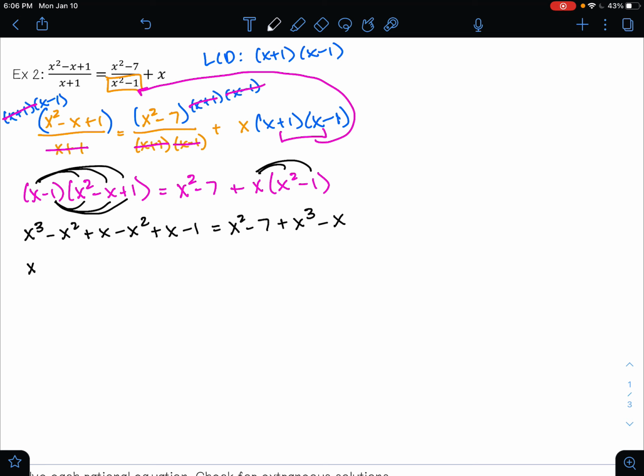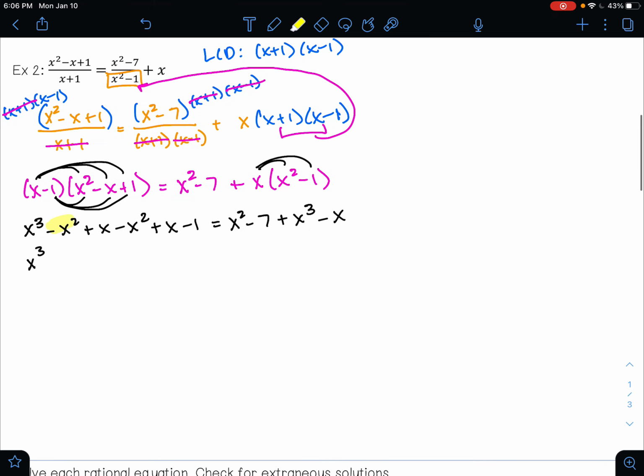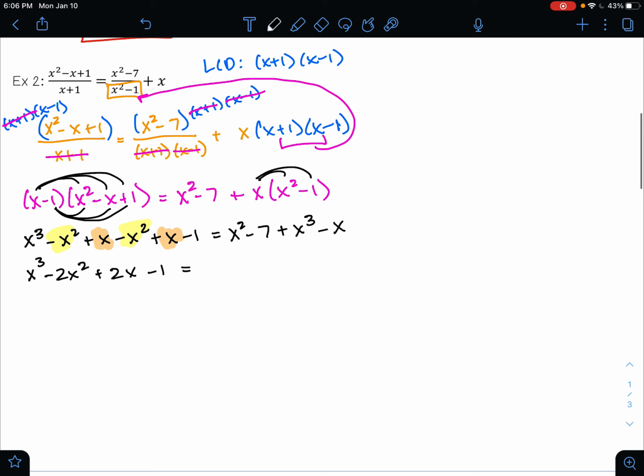So I'm going to have x cubed, negative x squared minus x squared is negative 2x squared. X plus x is 2x minus 1. And over here, I'm going to have x squared. Again, there are no like terms over here, so it's going to stay the same way.